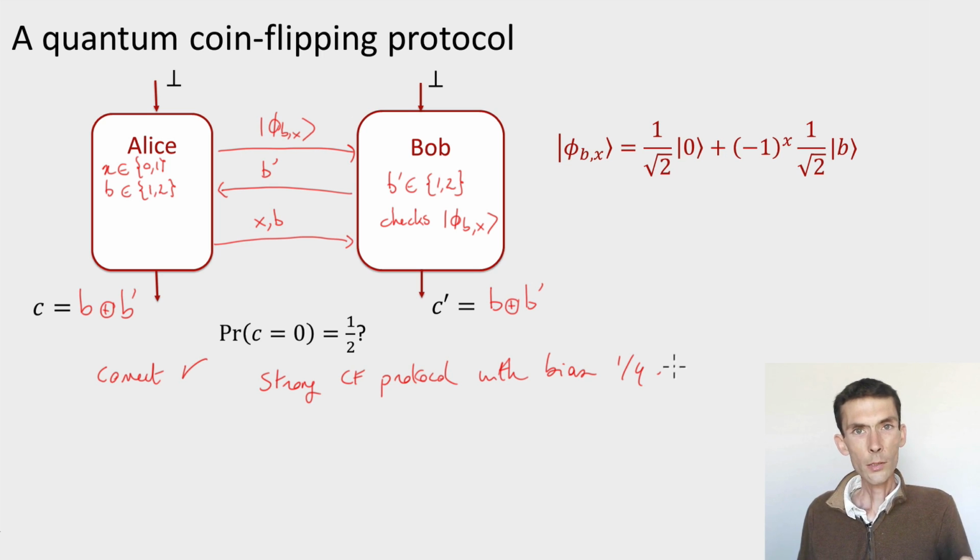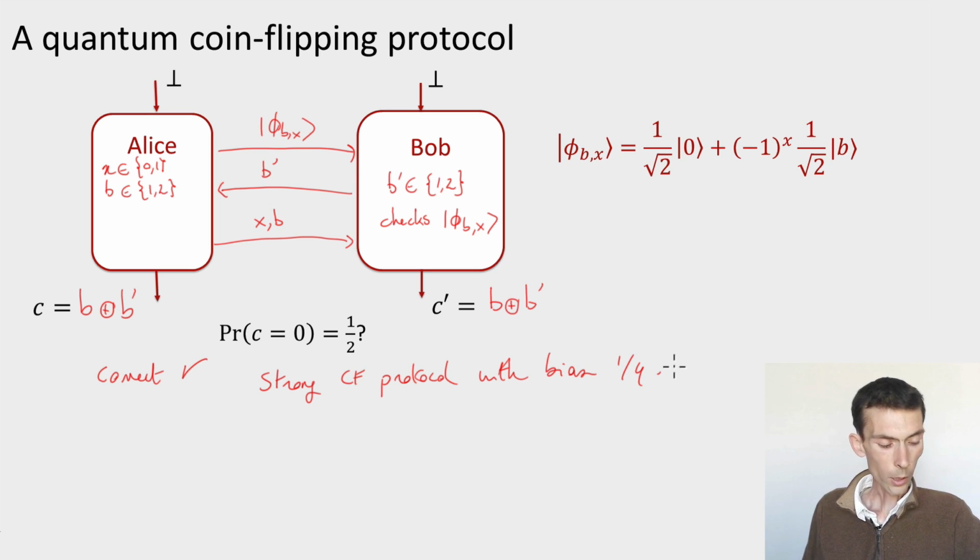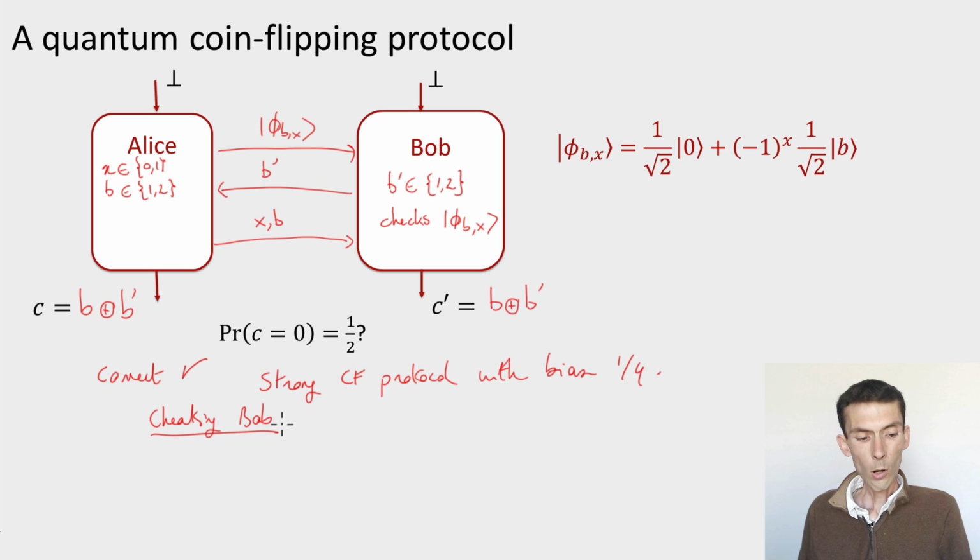So we have to argue this. Security against cheating Bob is easier to argue, so let's look at it. Because what can Bob do? Well, he can influence the outcome of the coin flip in as much as he can make his choice of b' depend on b. So the question is, how much information do the states phi_bx leak about b?